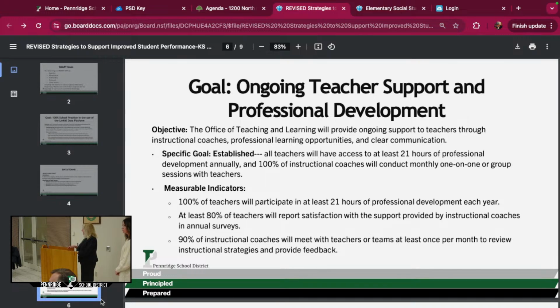So 100% of the teachers, that is what we have always done. 80% of the teachers is how we're measuring this. Will report satisfaction with the support provided by our coaches. That's what we're going to measure. 90% of the coaches will meet with the teachers or teams at least once a month to review instructional strategies and provide feedback. And I can tell you this is every day, every day, every day. That's where the coaches spend their time. They're in the classroom with the teachers. And you've heard that through the other supervisors as well.